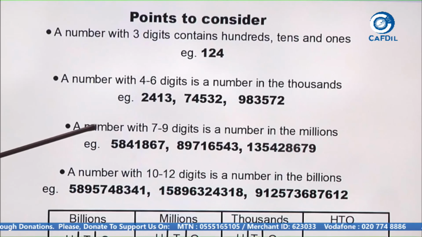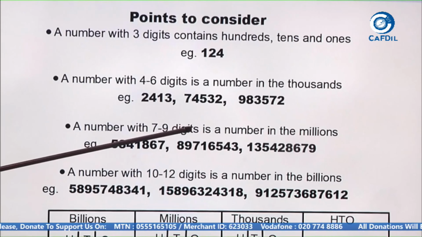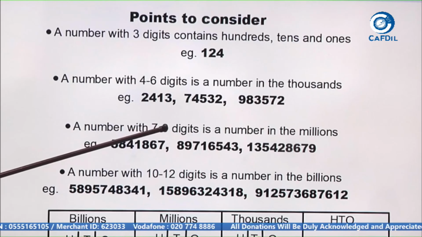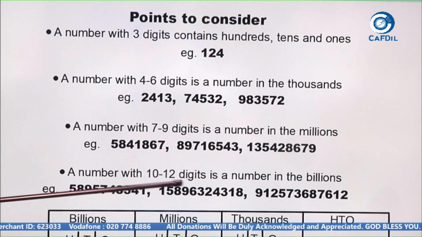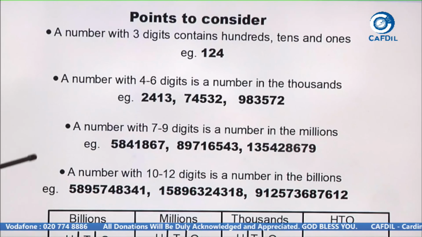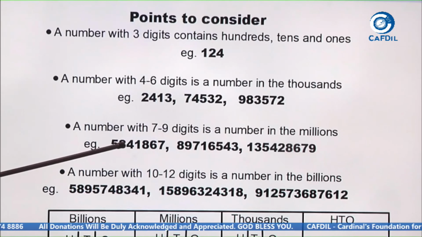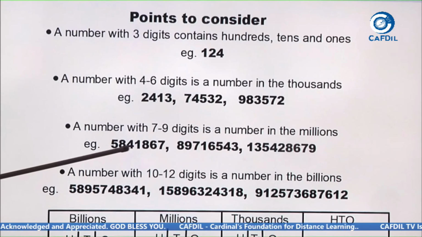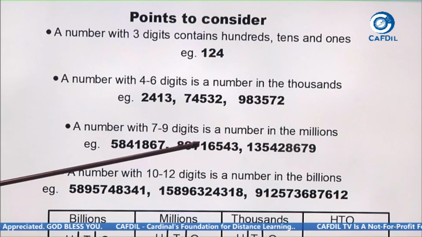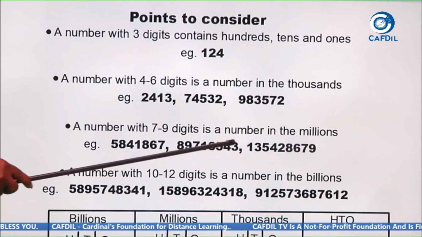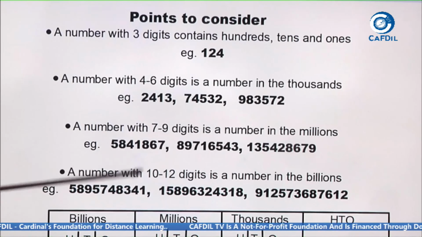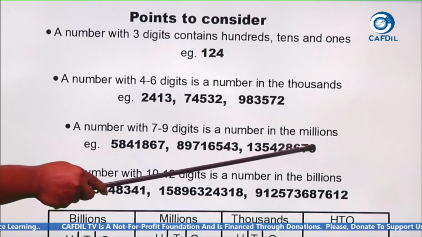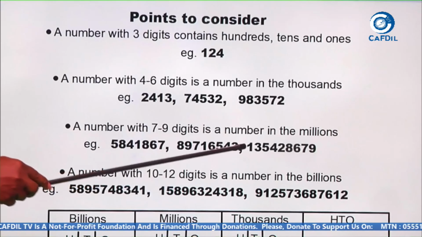Another point to consider, a number with 7 to 9 digits is a number in the millions. I hope you are writing. Good. We have an example here. 1, 2, 3, 4, 5, 6, 7. So this number has 7 digits, it is in millions. 1, 2, 3, 4, 5, 6, 7, 8. 8 digits. So this number here is in millions. 1, 2, 3, 4, 5, 6, 7, 8, 9. This is also in millions.